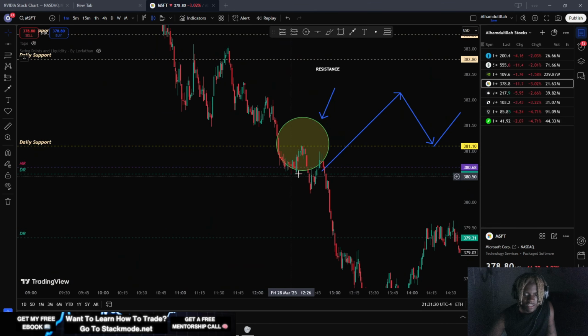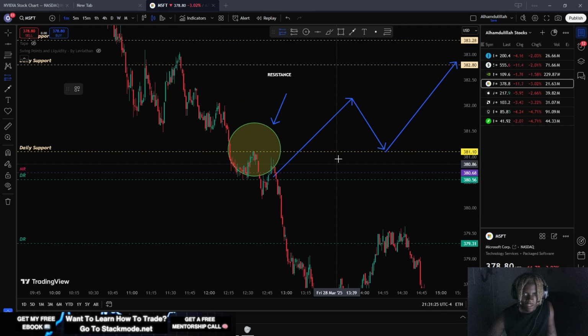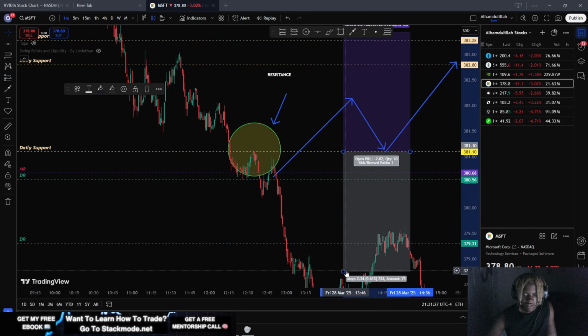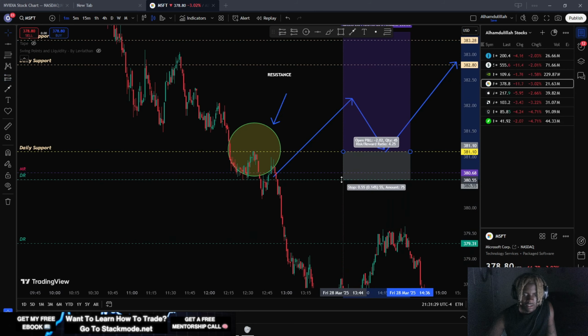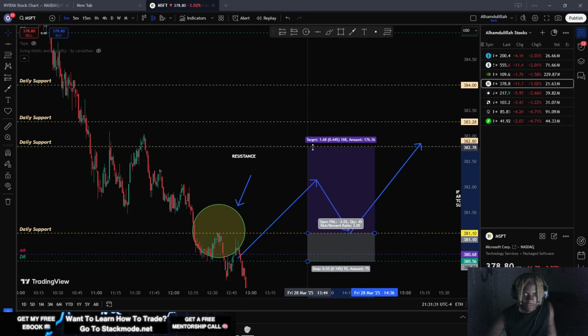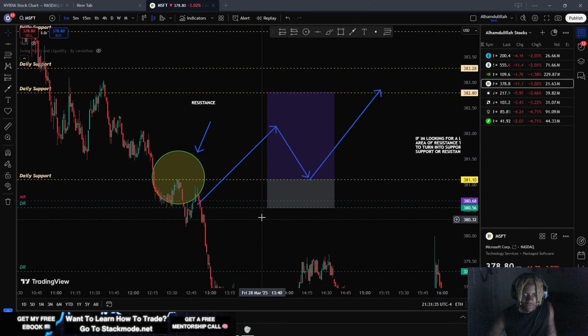So you see how that daily resistance created this support right here? So I would probably go ahead and do something like this. Stop loss here. Take profit up here. And catching a 1 to 3. Because I know if price breaks the support, I'll chunk down.